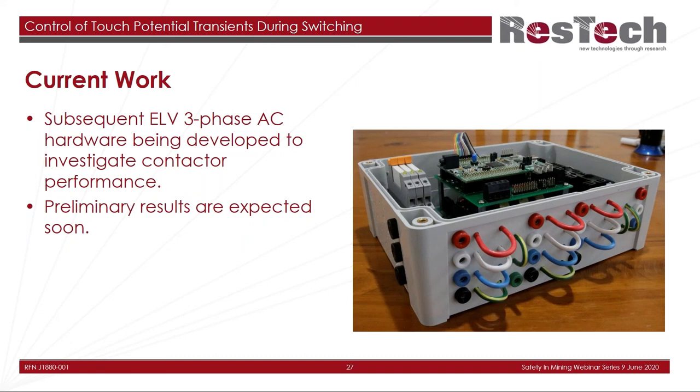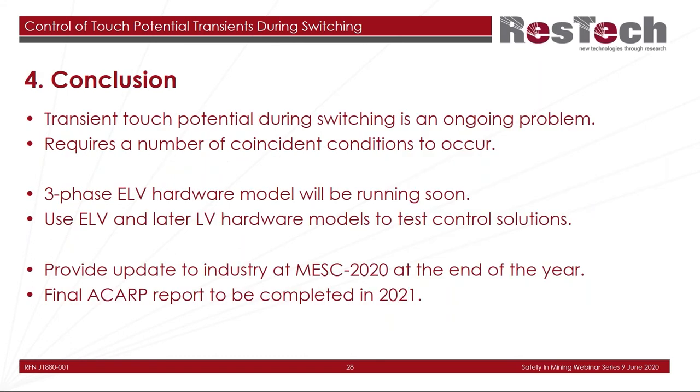We're expecting to see waveforms similar to the simulation and what we also saw in the field on real mining equipment. So just to wrap up before we go to questions: transient touch potential during switching is an ongoing problem. It's there, and we seem to be seeing it more often now than before, maybe because there's just more equipment out there. However, the reason it's not as common as all the time is that it requires a number of conditions to occur at the same time. Somebody has to be there, there has to be some switching occurring, and the phase voltages have to be at the right levels for it to occur. So we're building some three-phase ELV hardware, and hopefully we'll be generating some results soon.